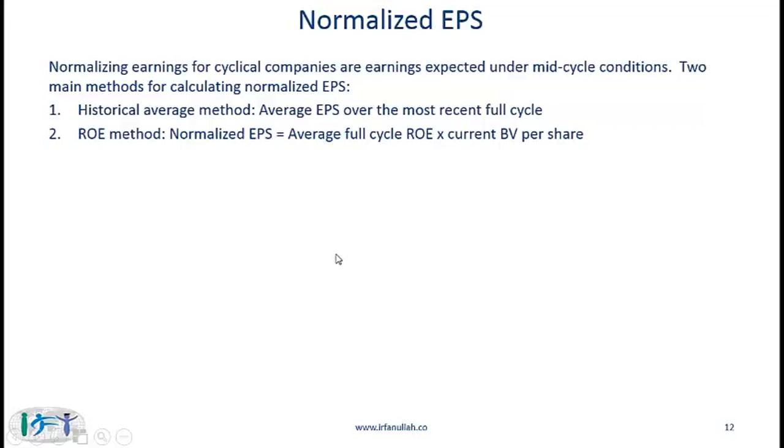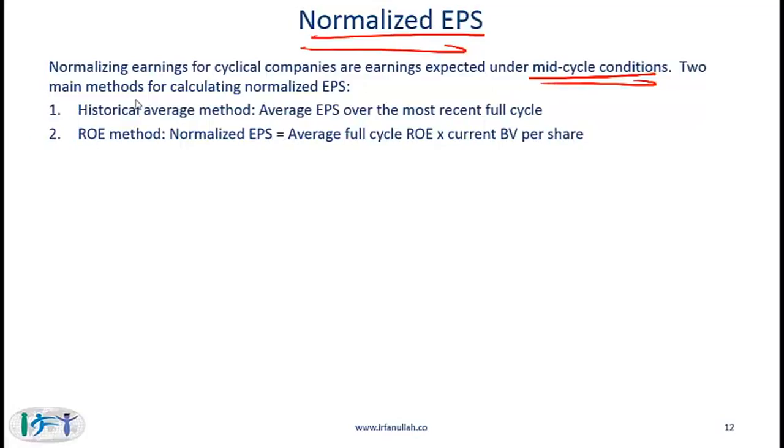If you are at the bottom of a cycle, should automatically the PE multiple go up because the EPS is low, or does it really make sense to consider the cycle as a whole and maybe use an average EPS number? The answer is it does make sense to use some sort of an average EPS number. And this process of taking the average is called using the normalized EPS. Normalized earnings for cyclical companies are earnings expected under mid-cycle conditions.